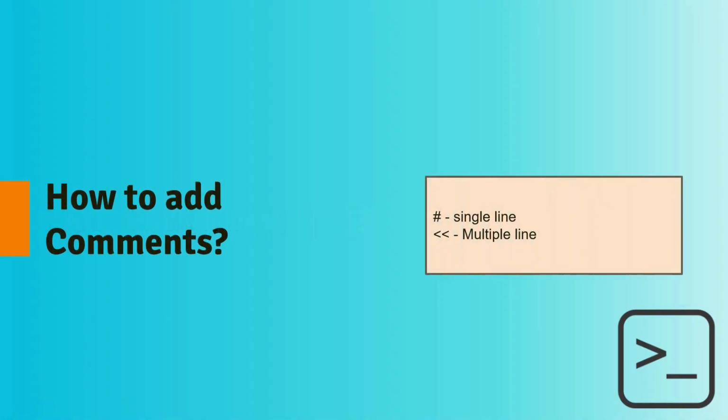You can also add comments to your script for documentation. So if you want to refer a script in the future, it will help in order to understand the logic. So if you want to add single line comment, you can use hash. Or if you want to use multiple line comments, you can use double less than brackets.